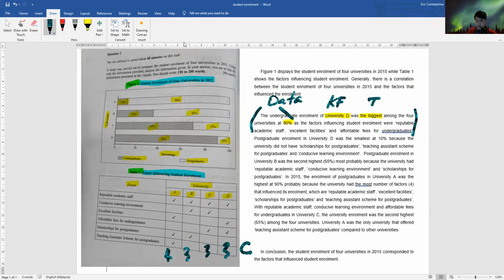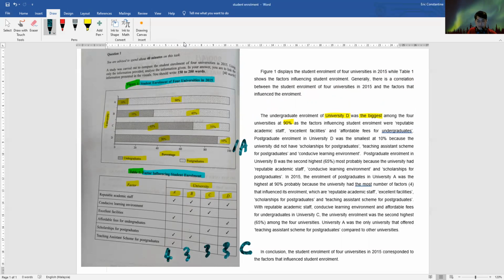So if you look at this part here, the data here shows 1A. Okay, so 1A means one analysis, which is correct. The undergraduate enrollment of University D was the biggest among the four universities at 90%. So this is very straightforward, and let me just clear all this so that you're not confused.